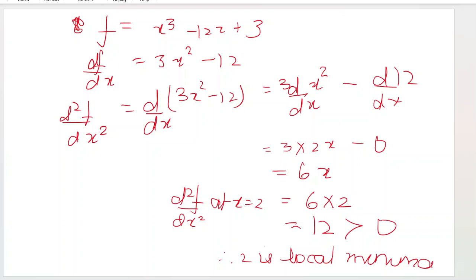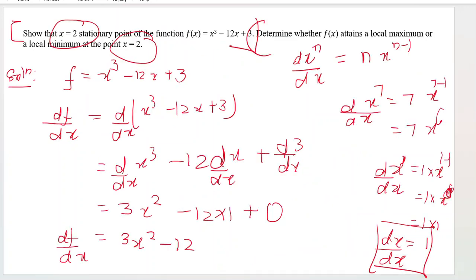This solves the problem. So overall, if we want to show that x is equal to 2 is a stationary point, what we have to do is basically find the derivative and put it equal to 0. If the point is there, it is a stationary point, else it is not. To show that it is a local maxima or a minimum, find the second derivative, insert the point. If the answer is greater than 0, it is minima. If the answer is less than 0, it is maxima. We move further.